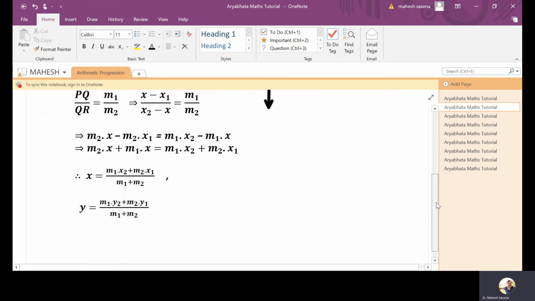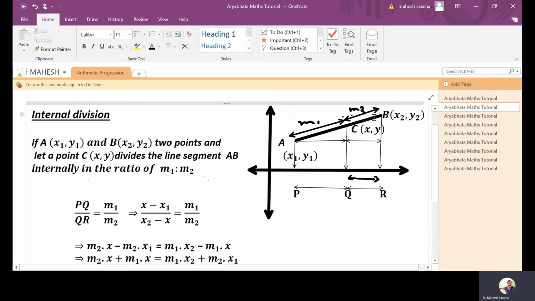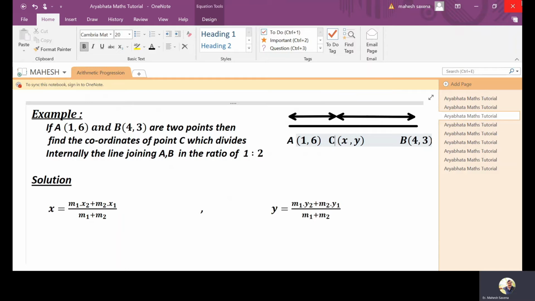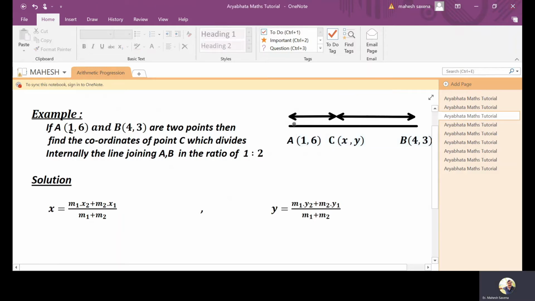So it is very clear that when C divides the line segment AB in the ratio M1 to M2, the coordinates of C, that is x comma y, can be found by these two formulas. Now we take an example. There are two points A and B whose coordinates are 1, 6 and 4, 3. And C is the point which divides the line segment AB in the ratio 1:2. So m1 is 1 and m2 is 2.